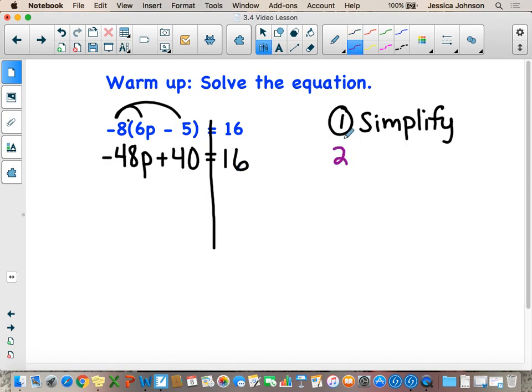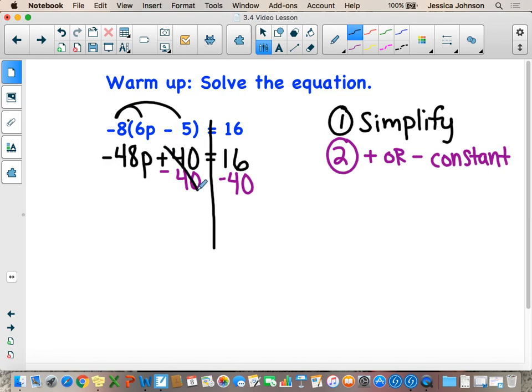My second step is to add or subtract the constant. Remember, the constant is the number without the variable. In this situation, it's the positive 40, so this is a positive sign. So to undo adding 40, I subtract 40 from both sides. Remember, my 40s on this side are now canceling out. I'm left with negative 48p equals negative 24.